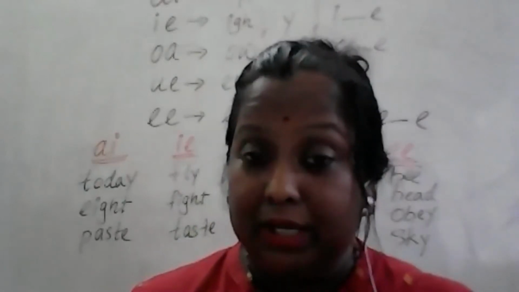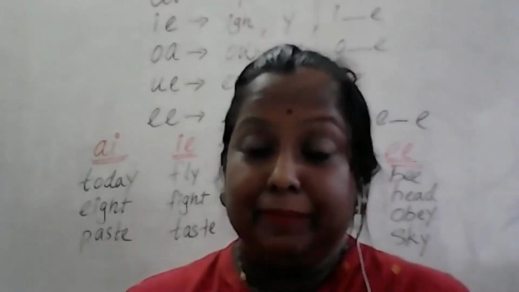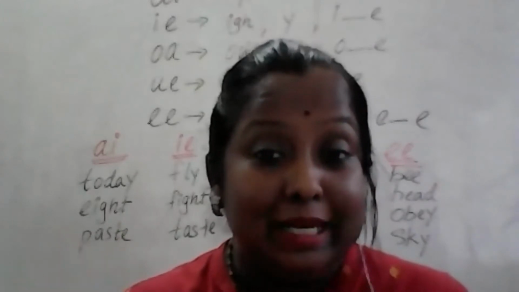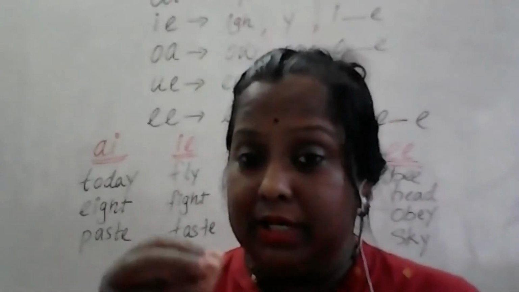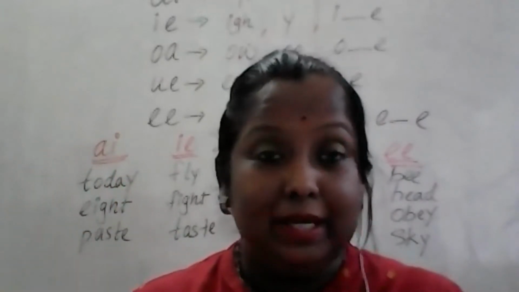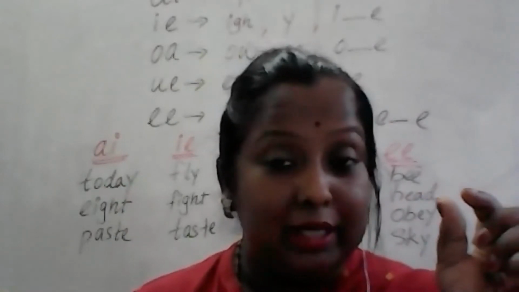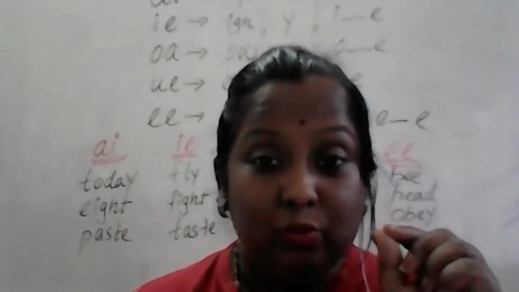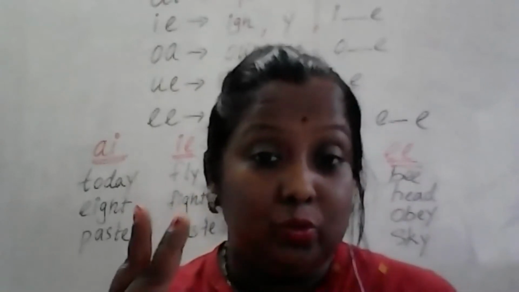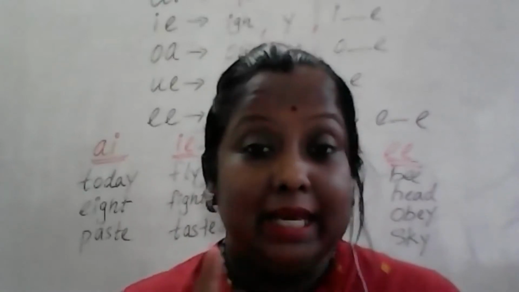Now, what we are going to learn in today's class is a very important thing: alternative spellings for the long vowel. For example, there is A and I together, a long vowel. But what does it sound like? A. Whenever two vowels come together, the first one will make its own name sound, A.